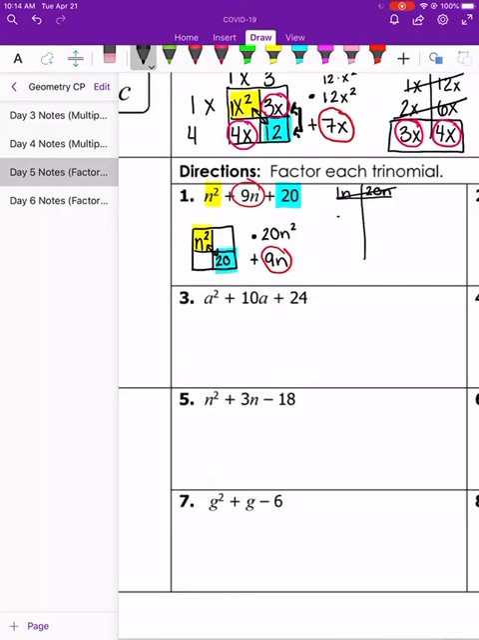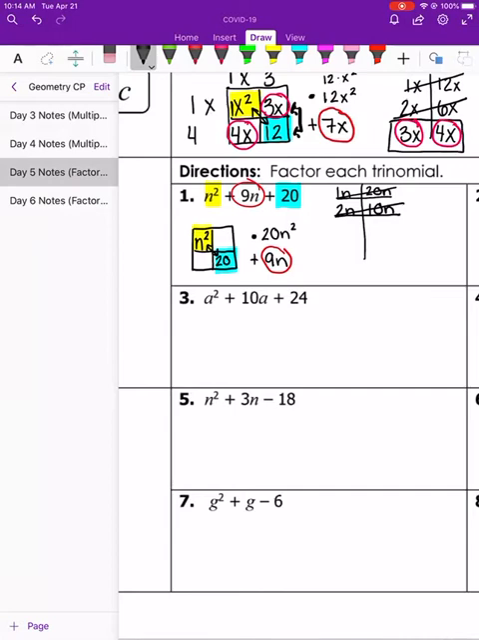Okay? Then we can go to our next one. So the next one that I'm going to try is a 2. Does a 2 go into 20? It does. So 2n. And how many times does it go into 20? It goes into it 10 times. So 10n. Okay? 2n times 10n is 20n squared. But does 2n plus 10n add to 9n? No.